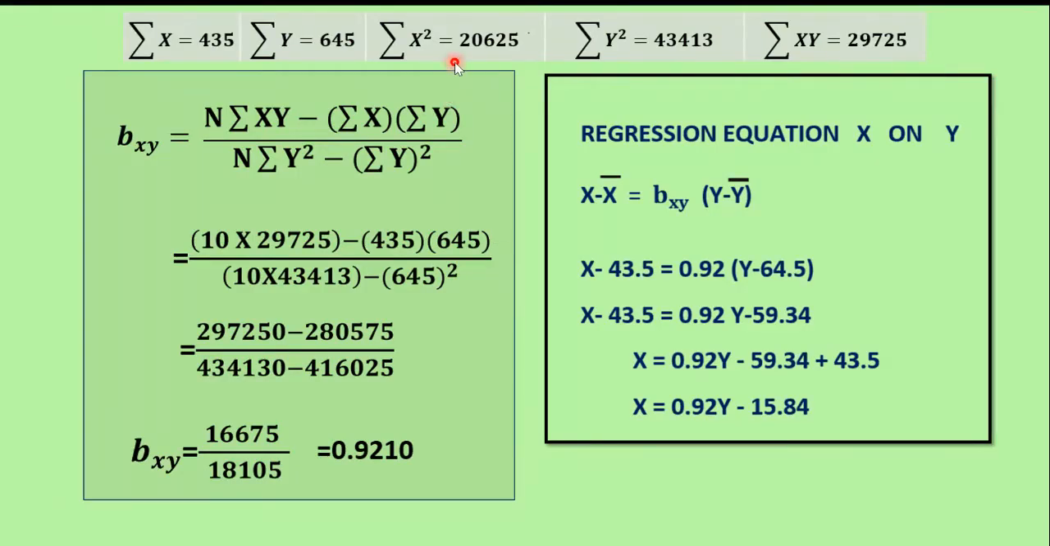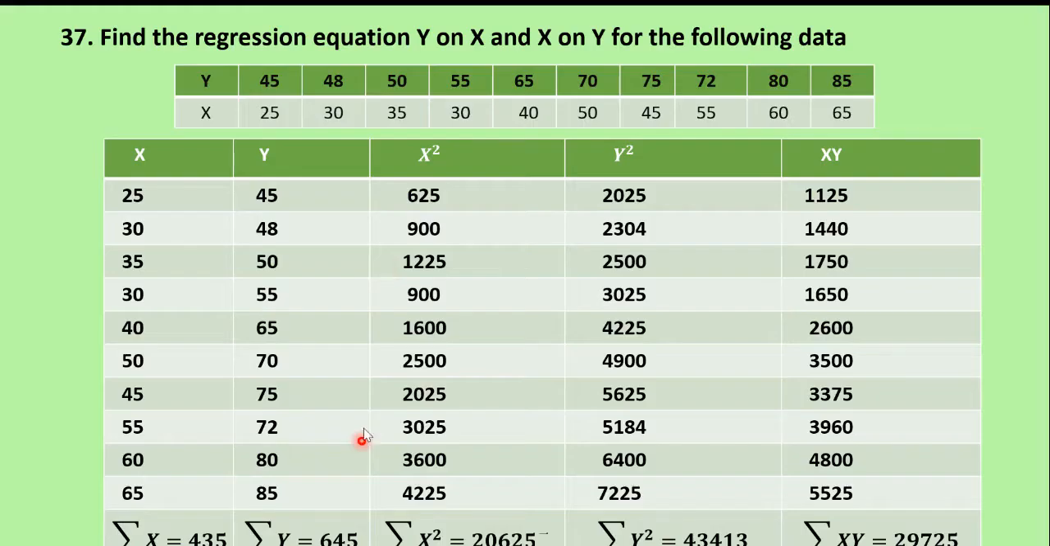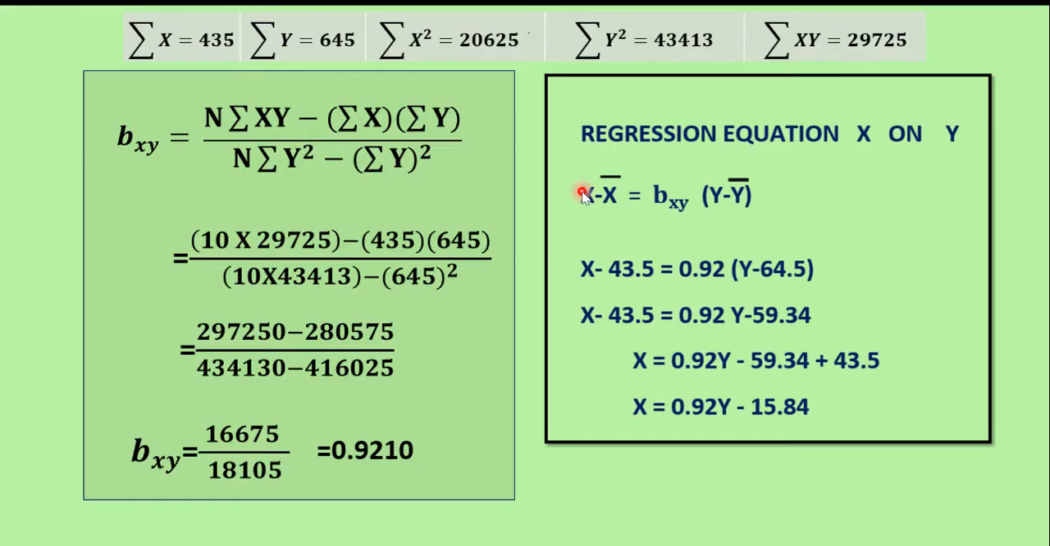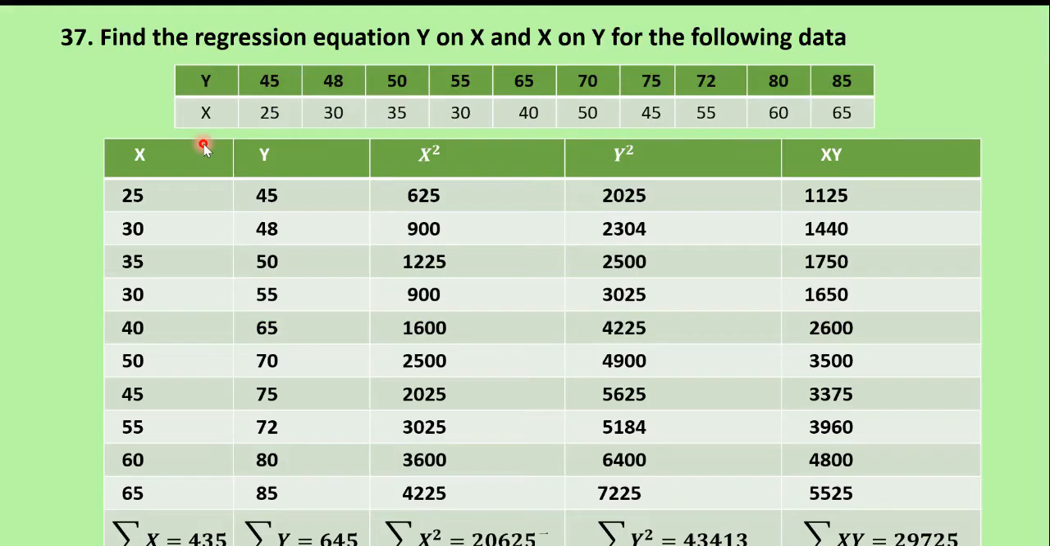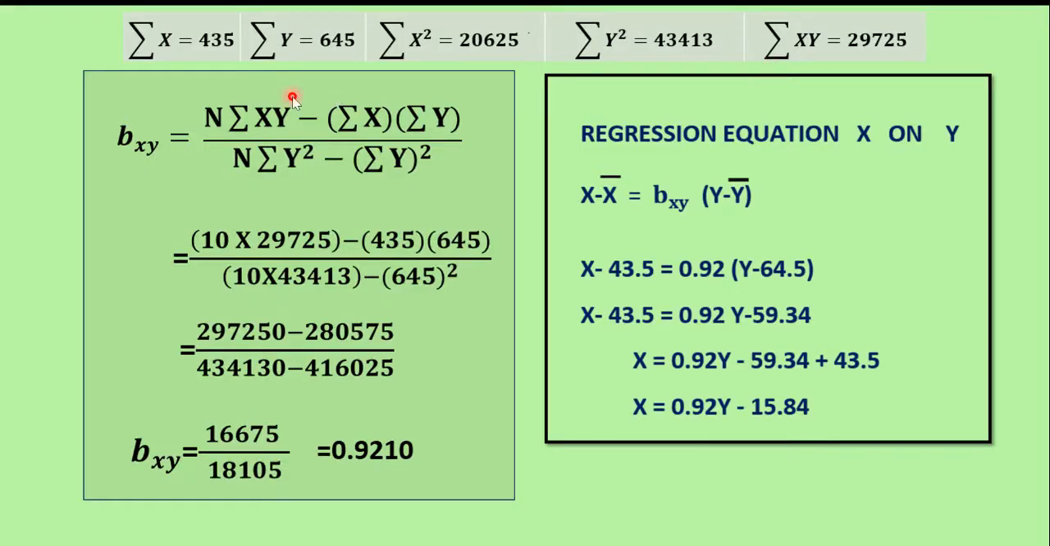I have brought the same thing here. The last column which was here, I have brought here. Then it will be easy for you to find the values and substitute them. So what is b of xy? n summation xy minus summation x into summation y, divided by n summation y square minus summation y the whole square. So what is n? How many values are given here? 10 values are given here: 1, 2, 3, 4, 5, 6, 7, 8, 9, 10. So n is 10. Summation xy is 29725, which we found out.